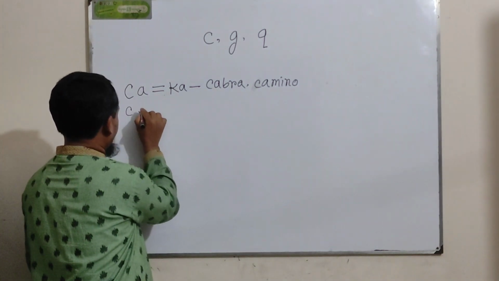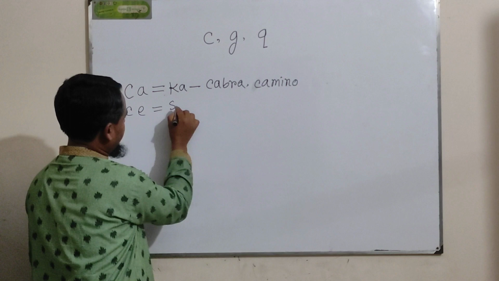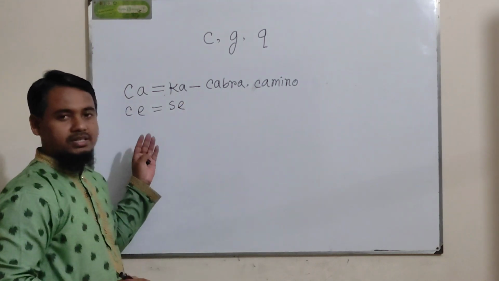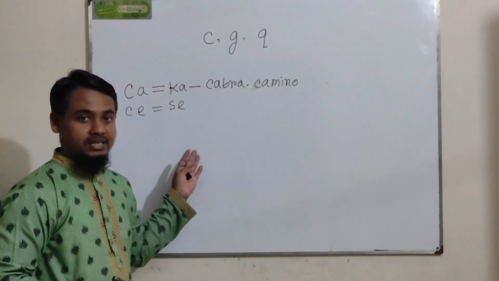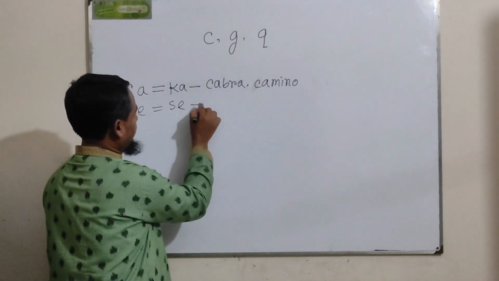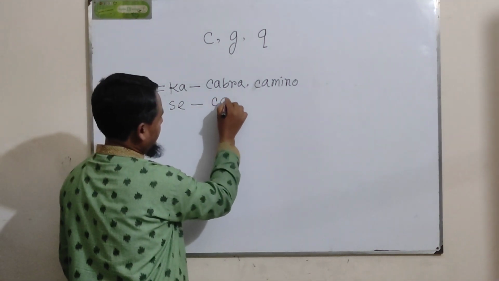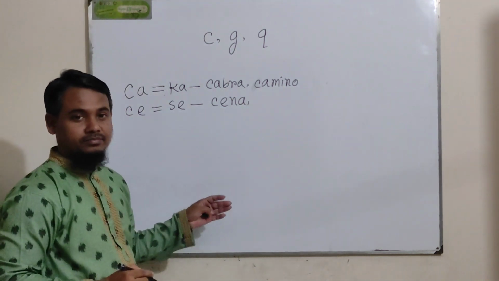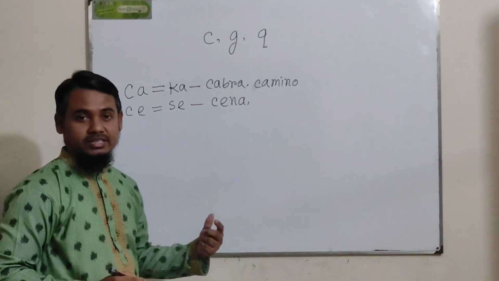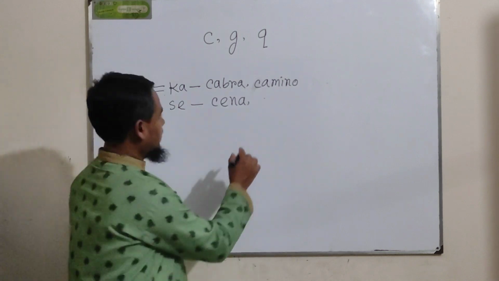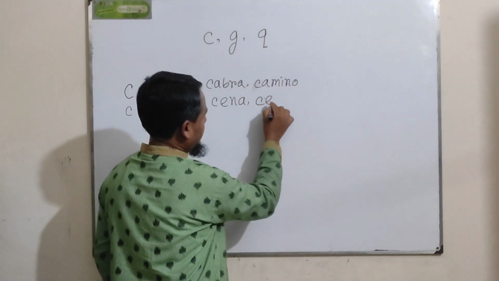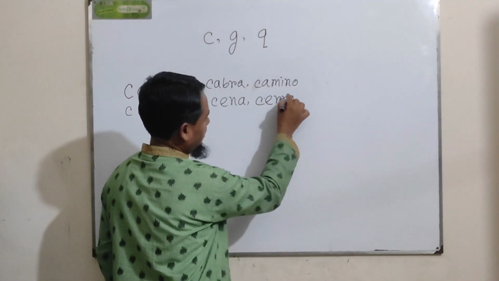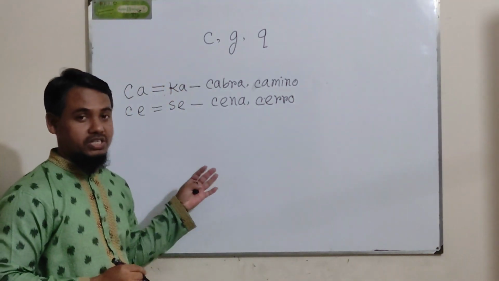C after E is se. For example, cena. Cena means dinner. Then cero. Cerro means closed.